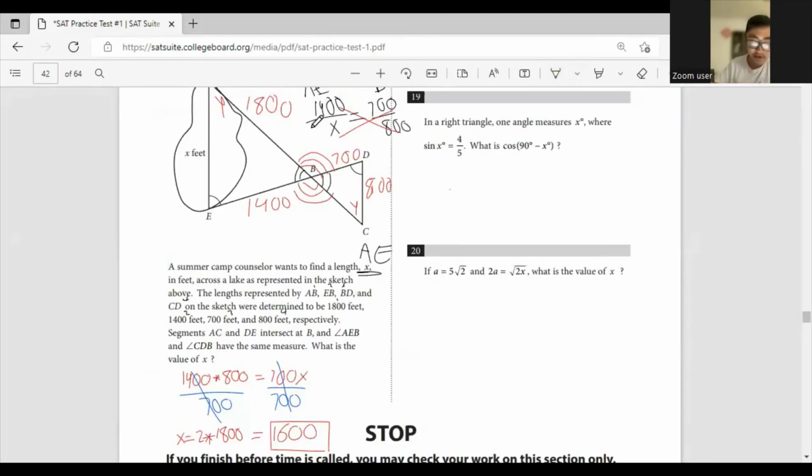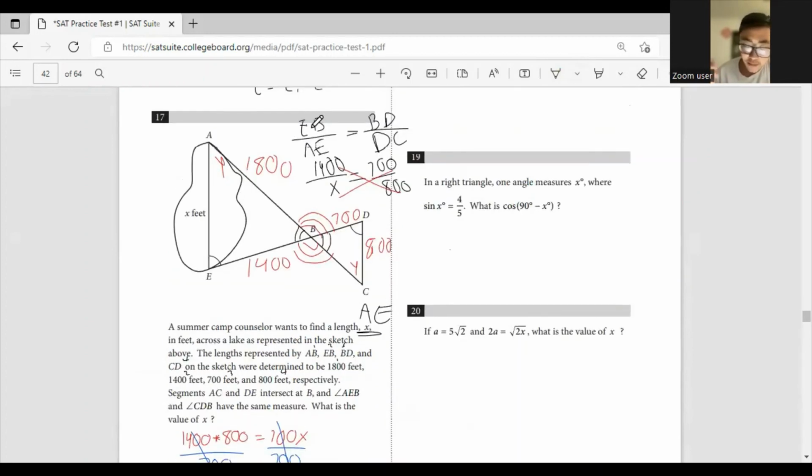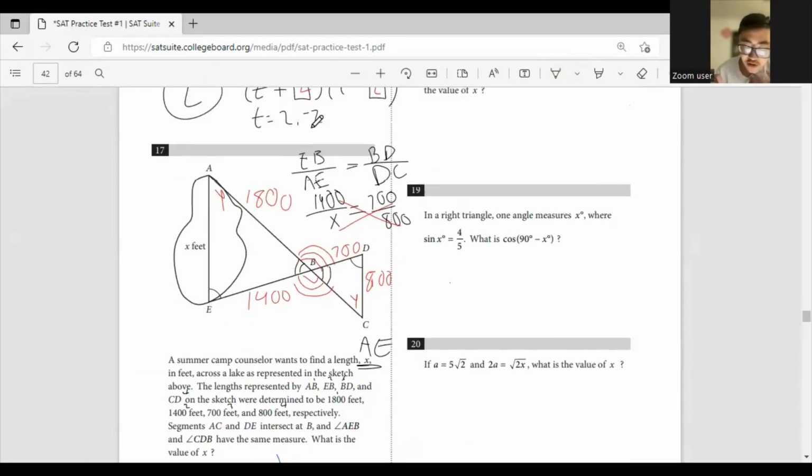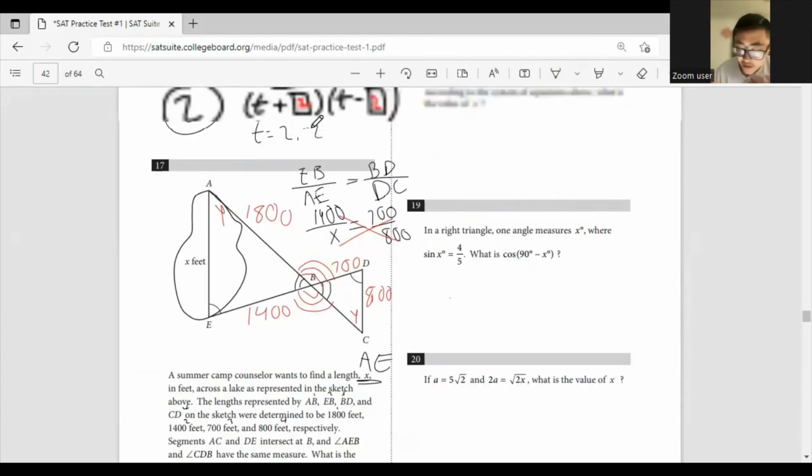All right. So really, the breakdown of this problem is you need to really use the diagram to the best ability that you can. And you just really find that these two triangles are similar, which makes the problem really easy.